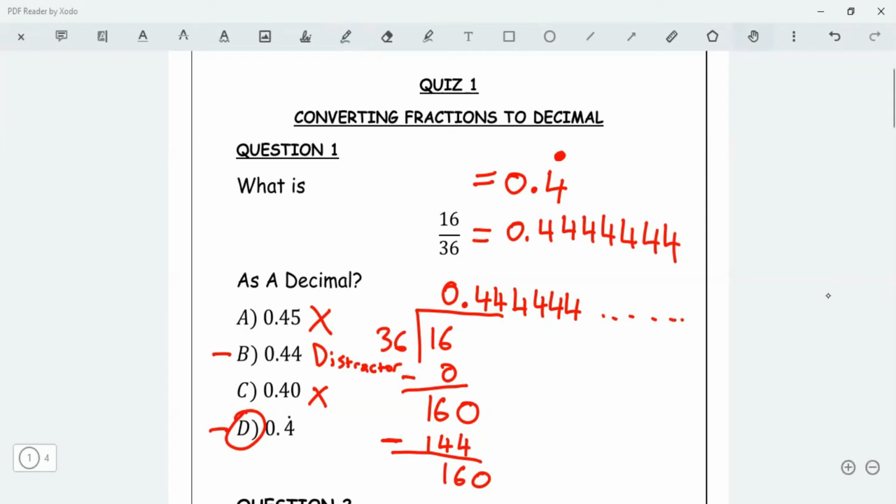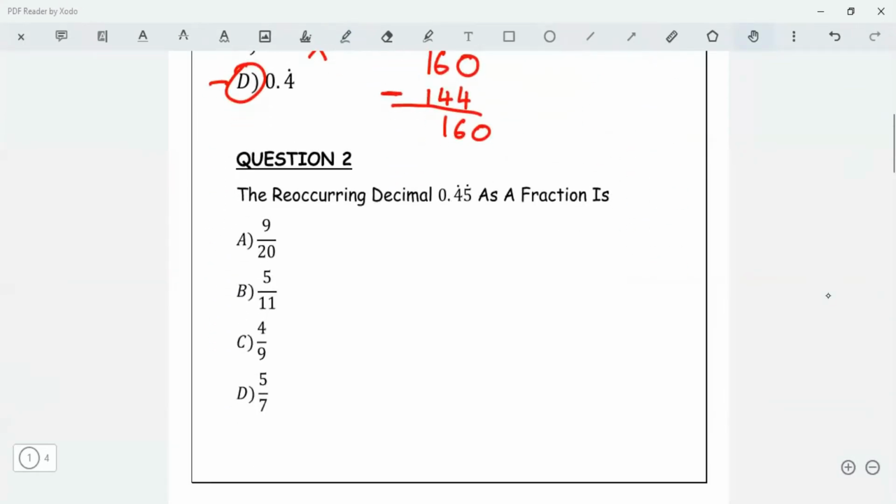Okay, lovely, nice. So now you go ahead and pause the video and attempt this question. The recurring decimal 0.45 as a fraction is? All right, so we should have paused and attempted it. 0.45 and it says recurring, and that's why the dots are above it. So what this is saying is 0.454545, and it keeps on repeating. Which of these is 0.45 recurring?